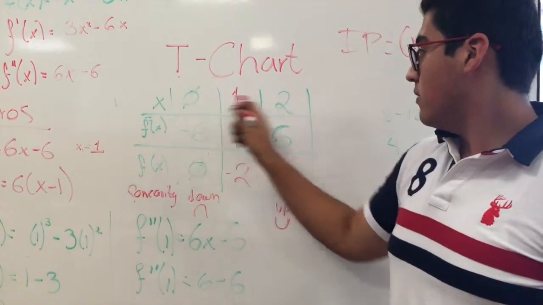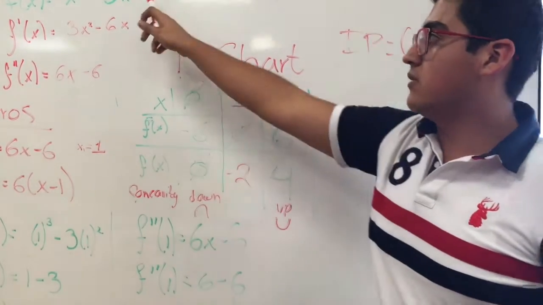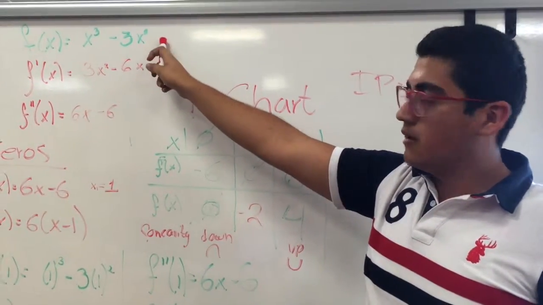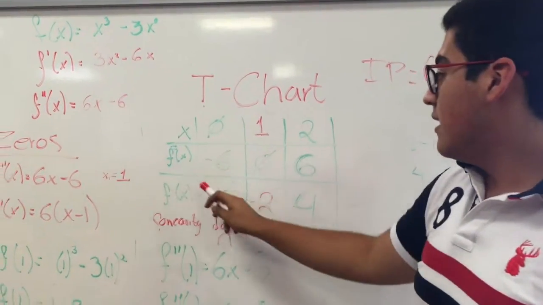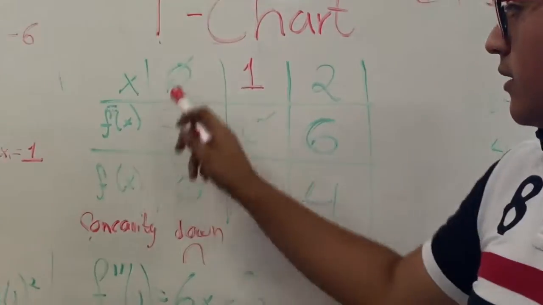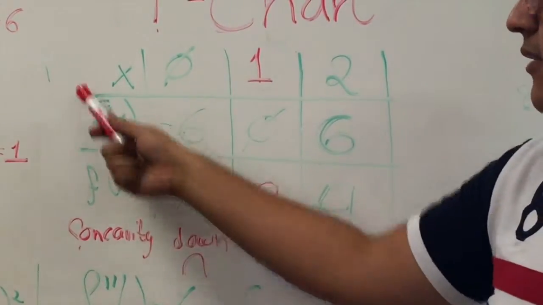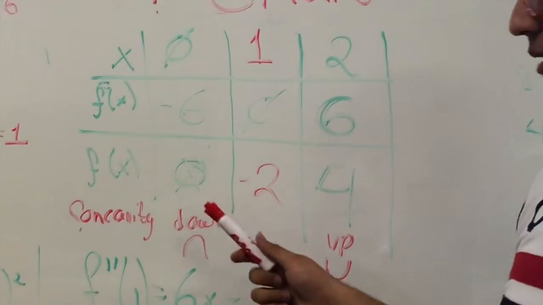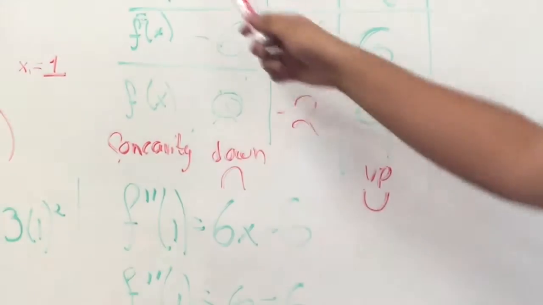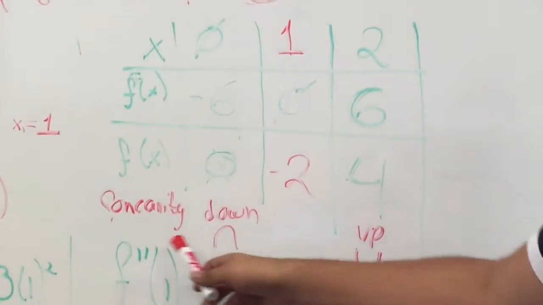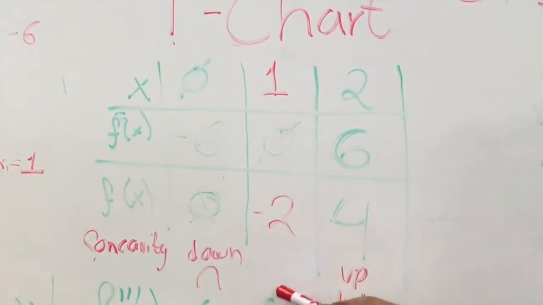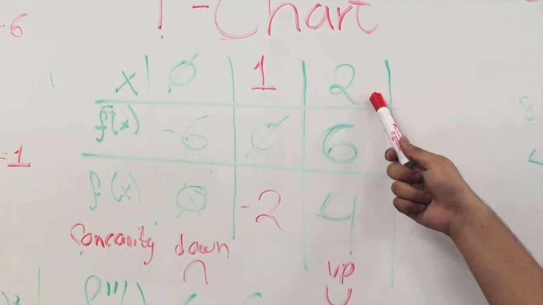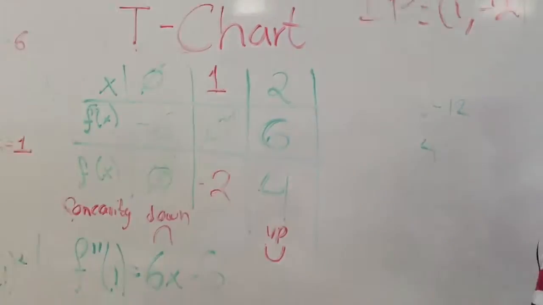So we have 0 and 2. We substitute these values into the formula, and we get these other values, 0 and 4. Now we know that the concavity around this point will be: from 0 to 1, concave down or negative, and from 2, concave up or positive.